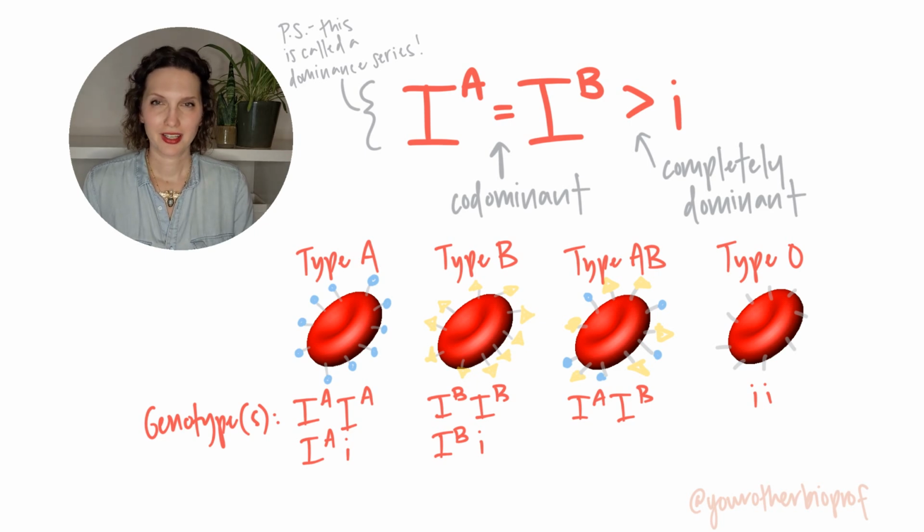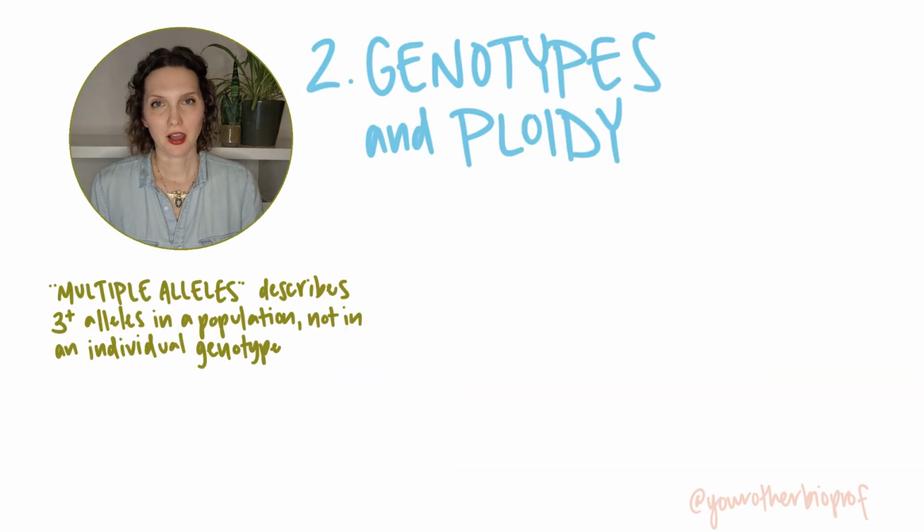Now, as we add more alleles, those interactions can get more and more complicated, and so using uppercase and lowercase letters doesn't always make sense. You're going to need to look into the example or the problem itself to get more clues about dominance and recessive interactions there.